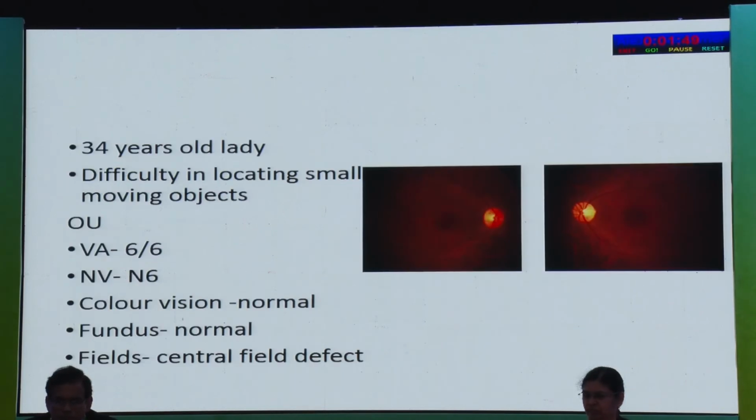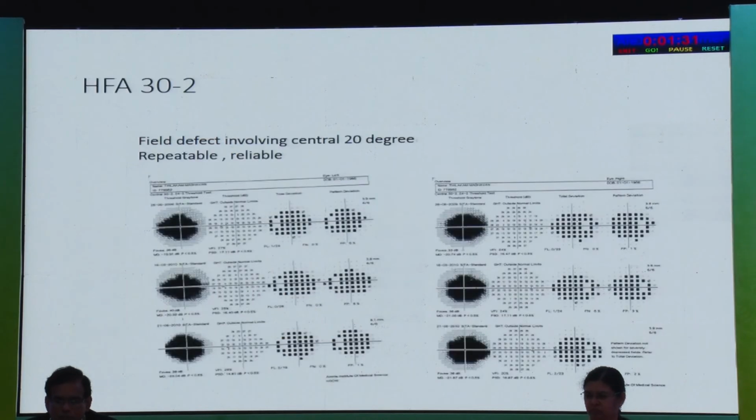Okay, coming to one important field defect which I came across, I'll share this with you. This is a 34-year-old lady, and her main complaint is difficulty in locating a small moving object. On examination, her visual acuity is 6/6 and N6. Color vision was normal, fundus was normal, and field examination showed central scotoma in both eyes, and it is repeatable and reliable. And the field defect was involving the central 20 degrees, but her vision is 6/6 and N6.